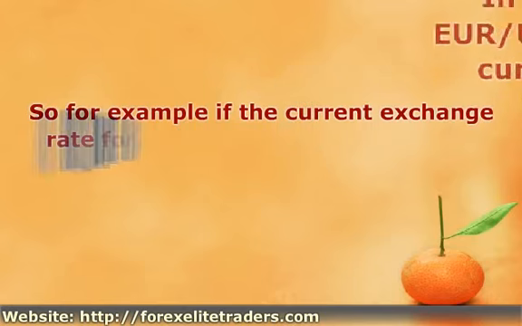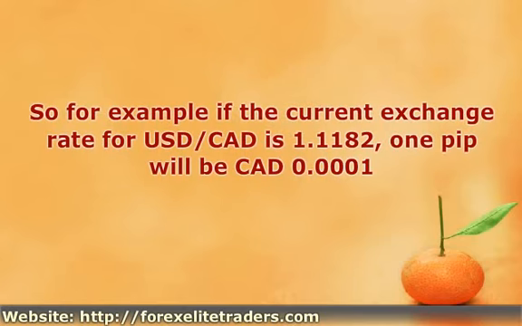If you want to work out your profits for a currency pair where the dollar is the base currency, the one that is given first, you need to divide 0.0001 by the exchange rate. So for example, if the current exchange rate for US dollars/CAD is 1.1182, 1 pip will be 0.0001 Canadian dollars. To convert to US dollars you divide by 1.1182, giving 1 pip a value of 0.000894. This equates to US $8.94 on a $10,000 lot.